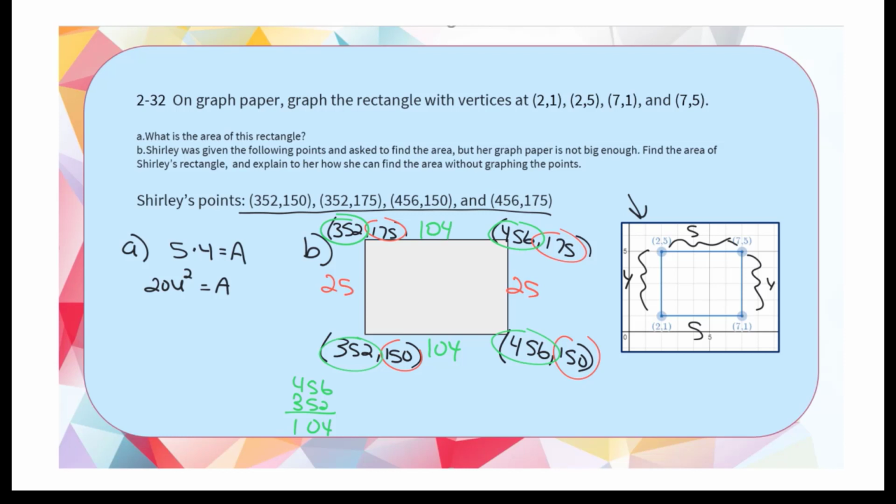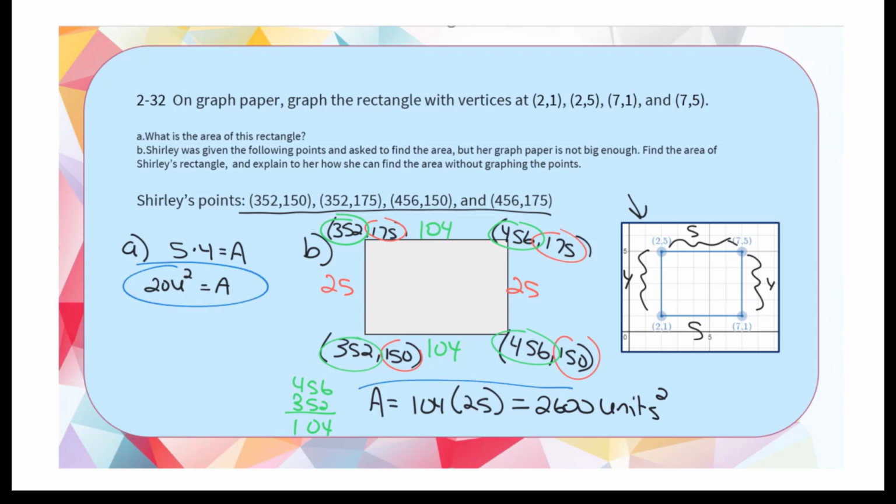So now it wants us to calculate the area of that. So the area of this one, and let me get back to a black so you can see it easier. Area of this would equal 104 times 25, which would equal 2,600. And of course I did that in my head. No, I didn't. 2,600 units squared. So here's the answer to part A, and here's your answer to part B. Again, if you have questions, leave them in the comments, and I will get back to you.